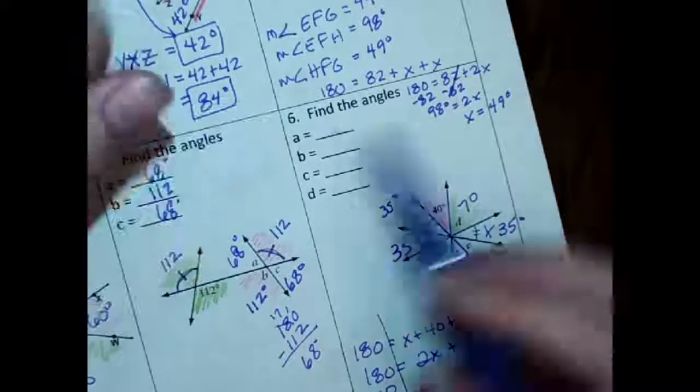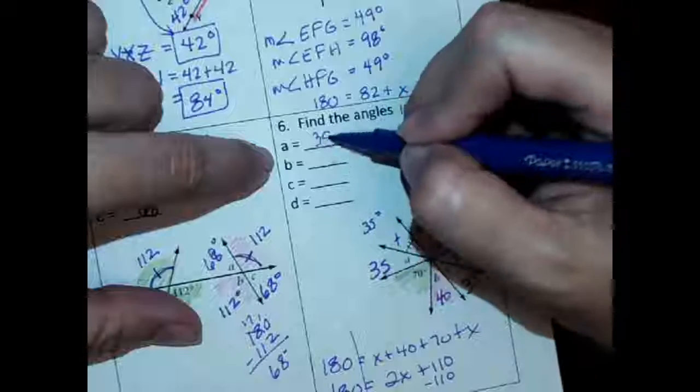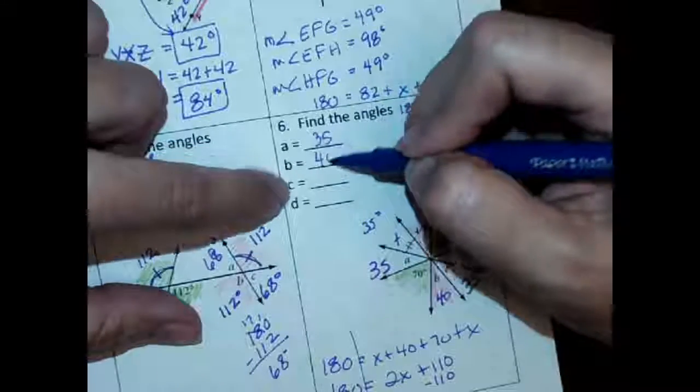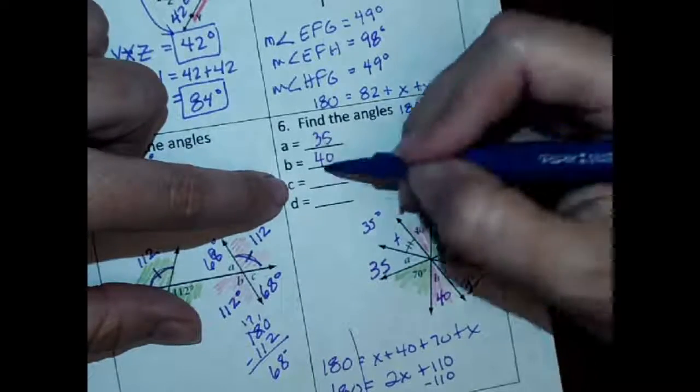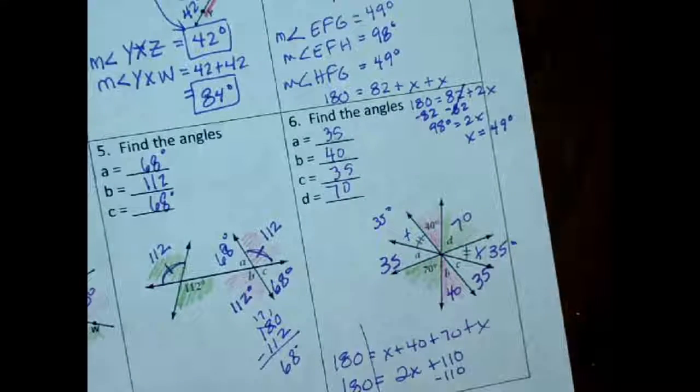So now I've got everything on my picture filled in. Now I'm going to fill in my blanks. A is 35, B is 40, C is 35, and D is 70. Okay, that's it for part 1. We'll do part 2 in a minute.